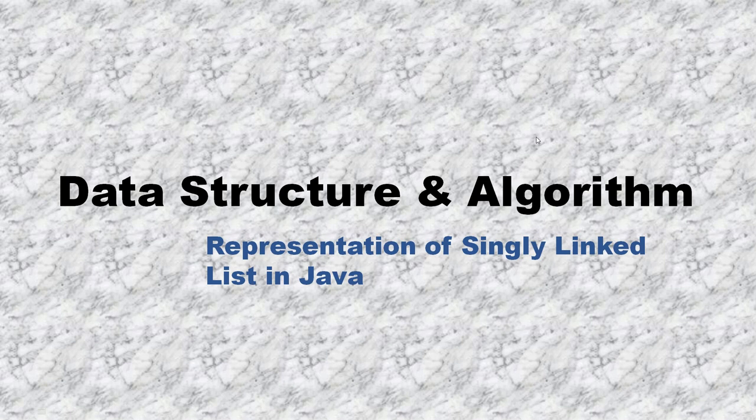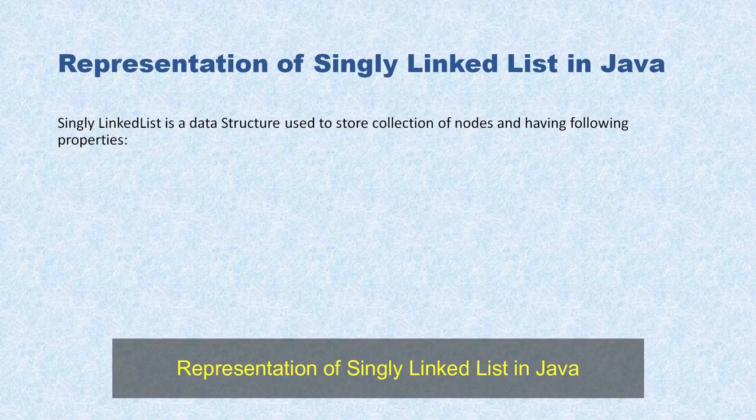In this video of data structure and algorithm, we will talk about representation of singly linked list in Java. First of all, we'll try to understand all the concepts, and then we'll move on to the implementation. As far as a singly linked list is concerned, it is a data structure used to store a collection of nodes and has the following properties.